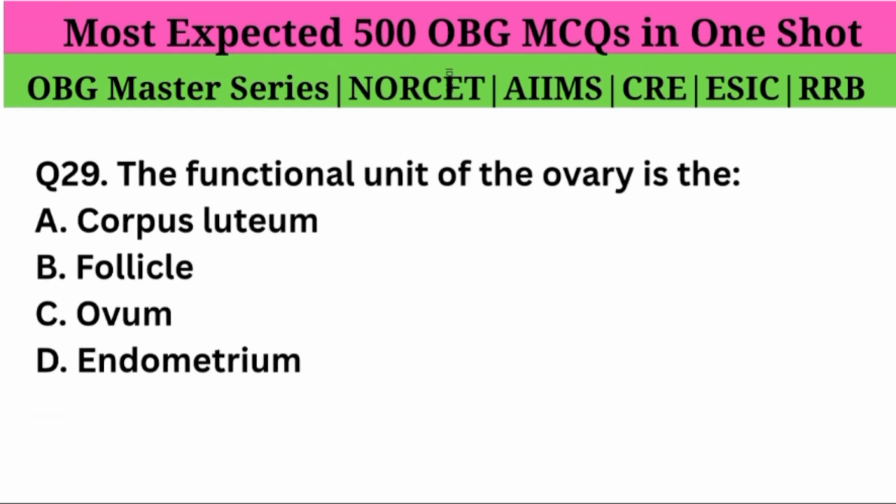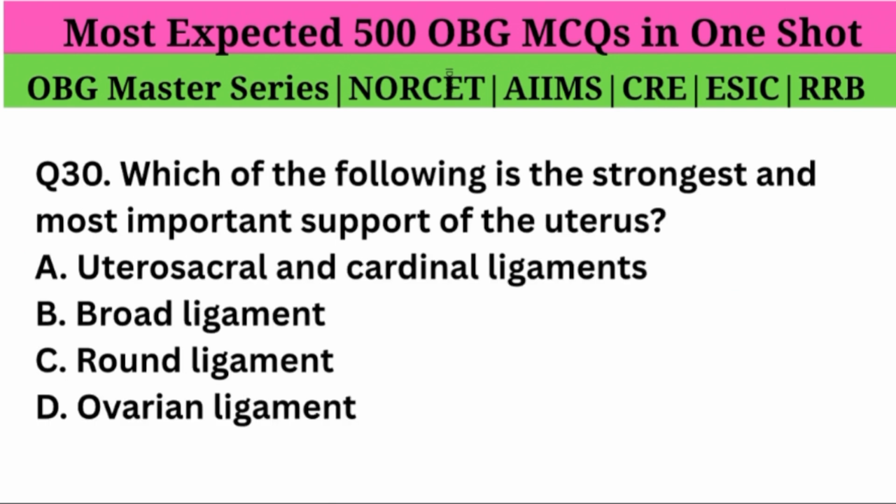Next question, the functional unit of the ovary is? Your correct option is option B, follicle. Next question, which of the following is the strongest and most important support of the uterus? Your correct option is option A, uterosacral and cardinal ligaments.